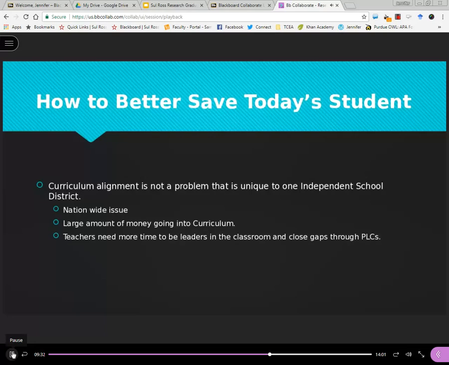So how do we better serve today's students? The biggest thing is curriculum alignment is a problem that is not unique to one school district. This is a nationwide issue. A large amount of money is going into curriculum, when in reality it should be that teachers need more time to be leaders in the classroom and close those gaps through PLCs. You need to have time to meet as a department, meet as a committee, and to vertically and horizontally align curriculum.